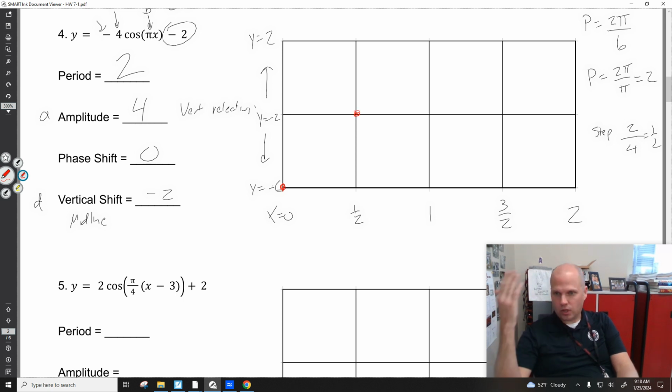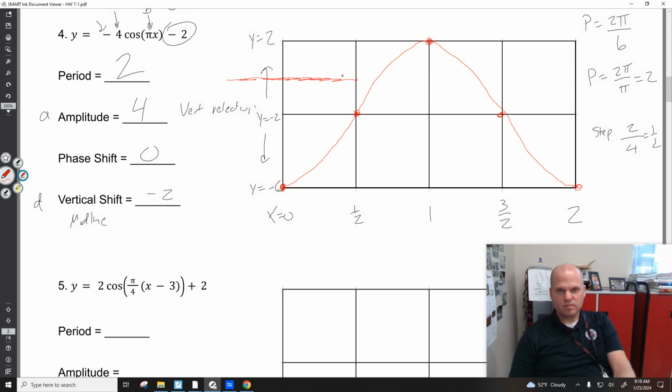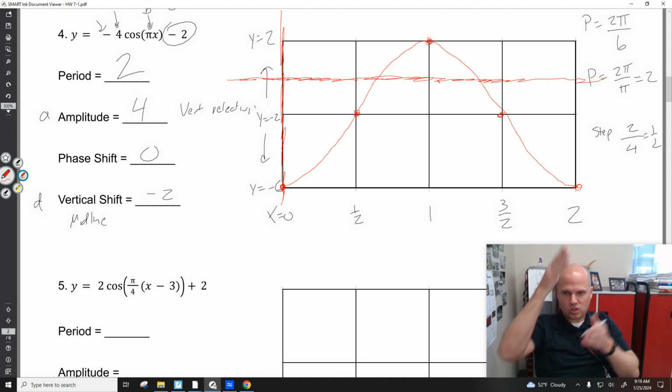Then I'll hit the cosine of pi over 2. Then I'll hit the cosine of pi, but vertically reflected, the cosine of 3 pi over 2, the cosine of 2 pi. This would be the graph. But what happened is I have the actual y-axis located somewhere right here, between -2 and +2. My x-axis is still right here.